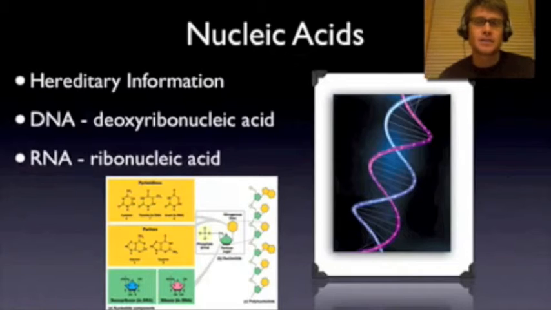Lastly are the nucleic acids, and these are the hereditary material. They're made up of nucleotides, and they come in 2 different types. We've got deoxyribonucleic acid, otherwise known as DNA, and then we have RNA.